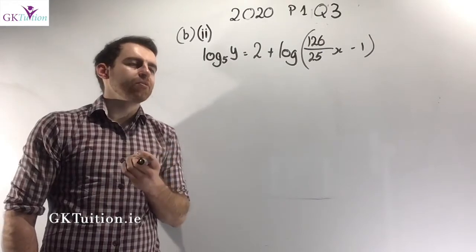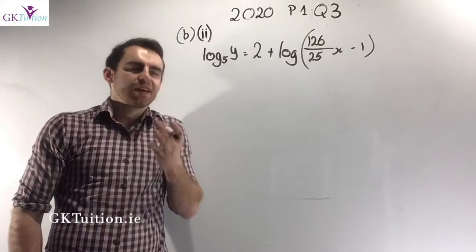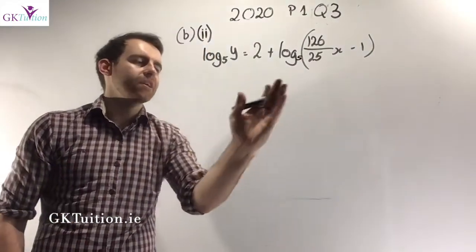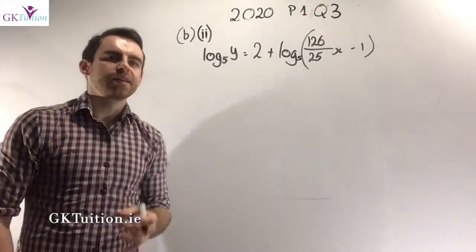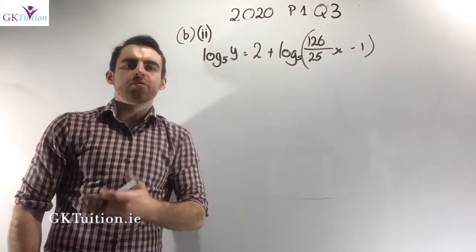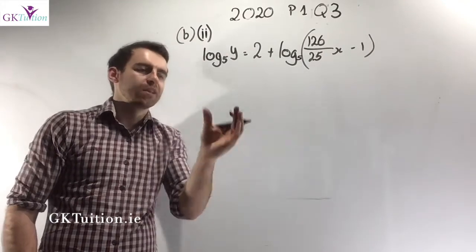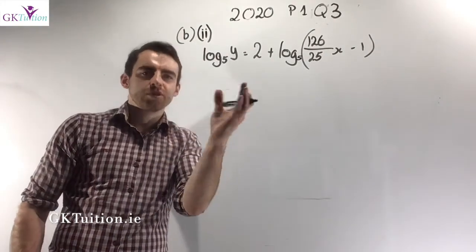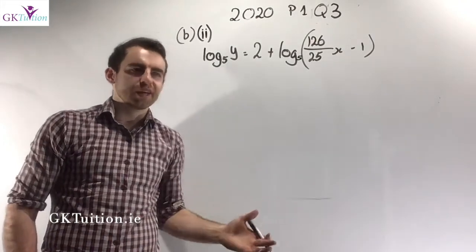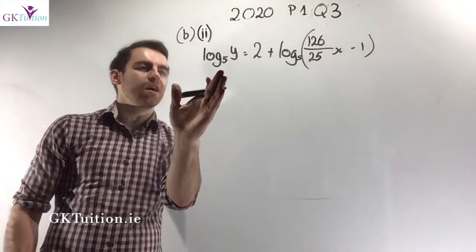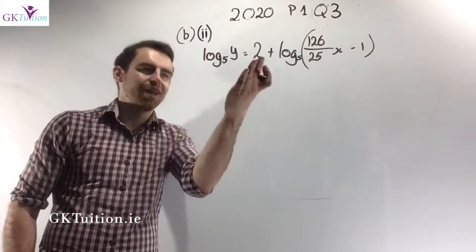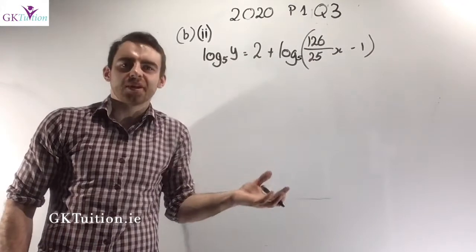What I need to do first of all is essentially I want to try and eliminate my logs. I have a log to the base 5 on the left and a log to the base 5 here. The immediate complication is that I also have a 2. There are rules in my maths tables that allow me to group or to add or multiply log to the base 5 if you've got the same base. But there's no rules there that allow me to manipulate a log to the base 5 and a 2. They're just different genres basically. They're just not like terms. There's nothing I can do there.